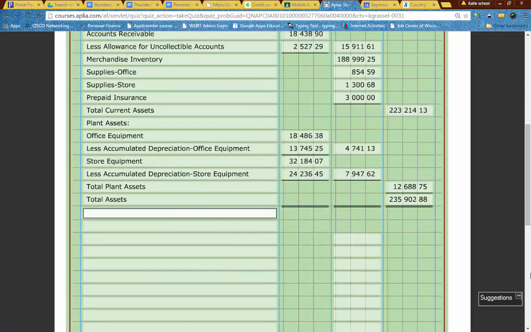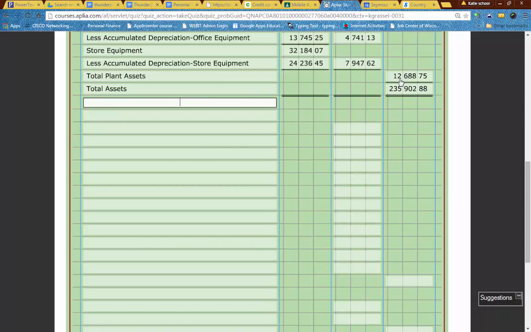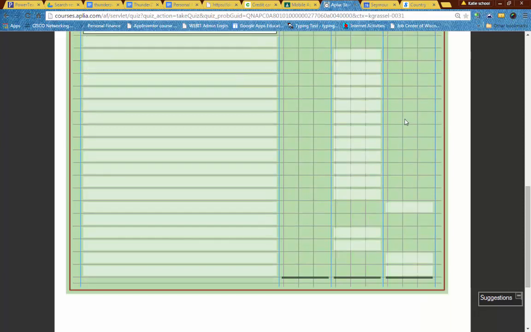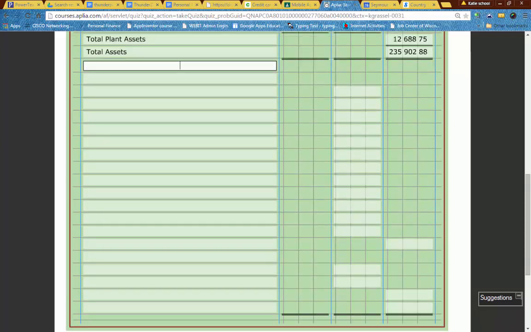Now, I have my total assets number. This is an important thing because my bottom number needs to equal that. If it doesn't, somewhere, somehow, I've made a mistake. Directly below my total assets, I'm going to do my heading of liabilities, because the purpose of a balance sheet is to prove that my assets equals my liabilities plus my owner's equity.